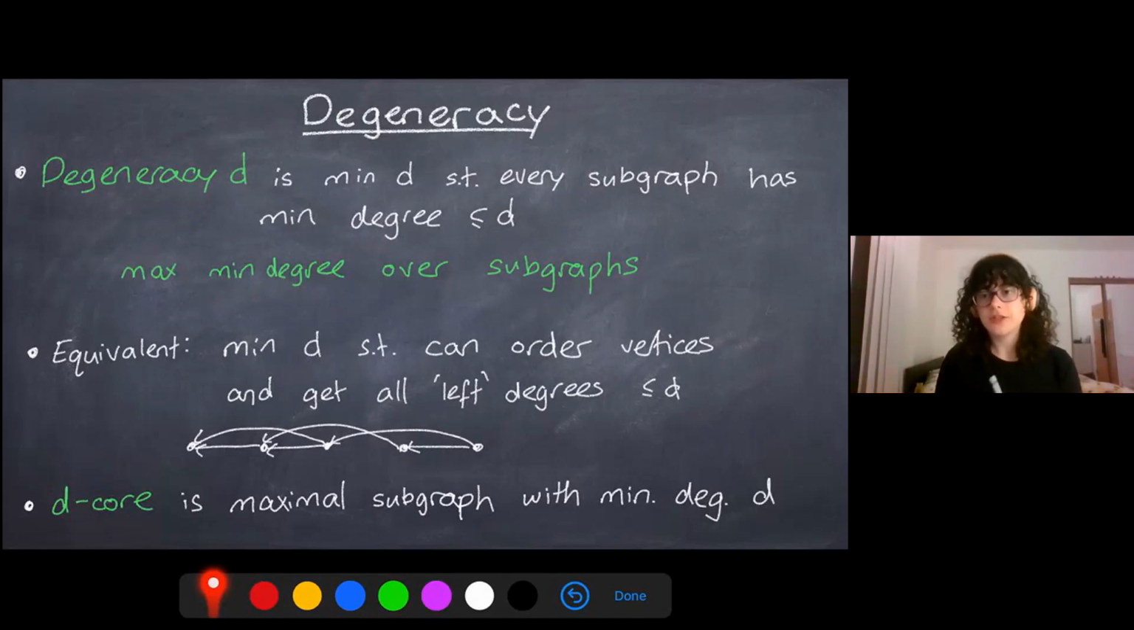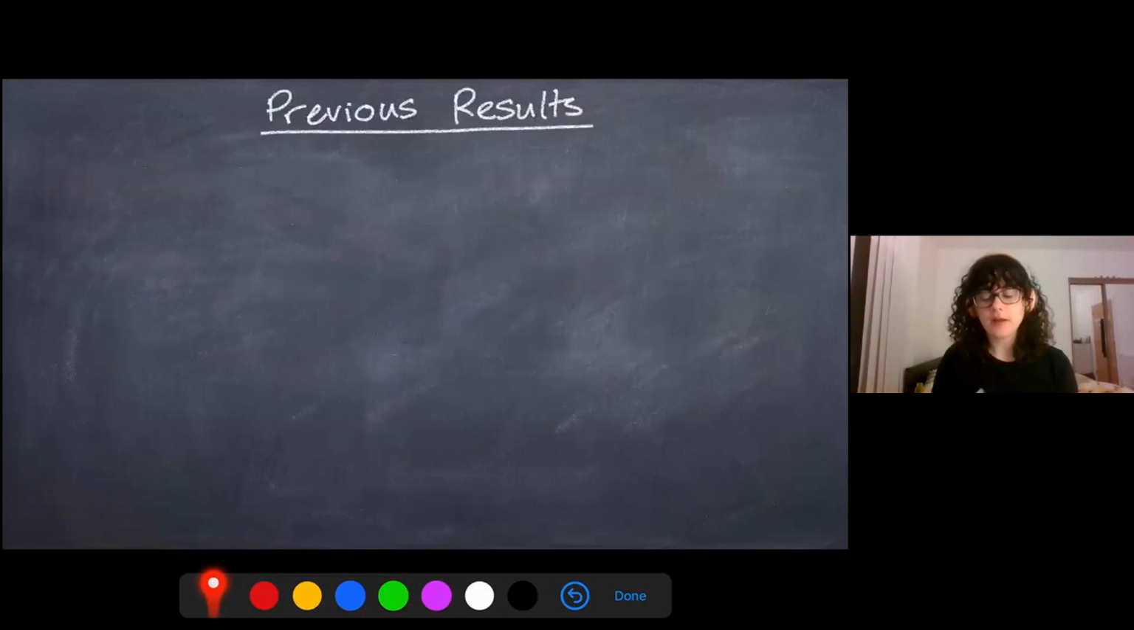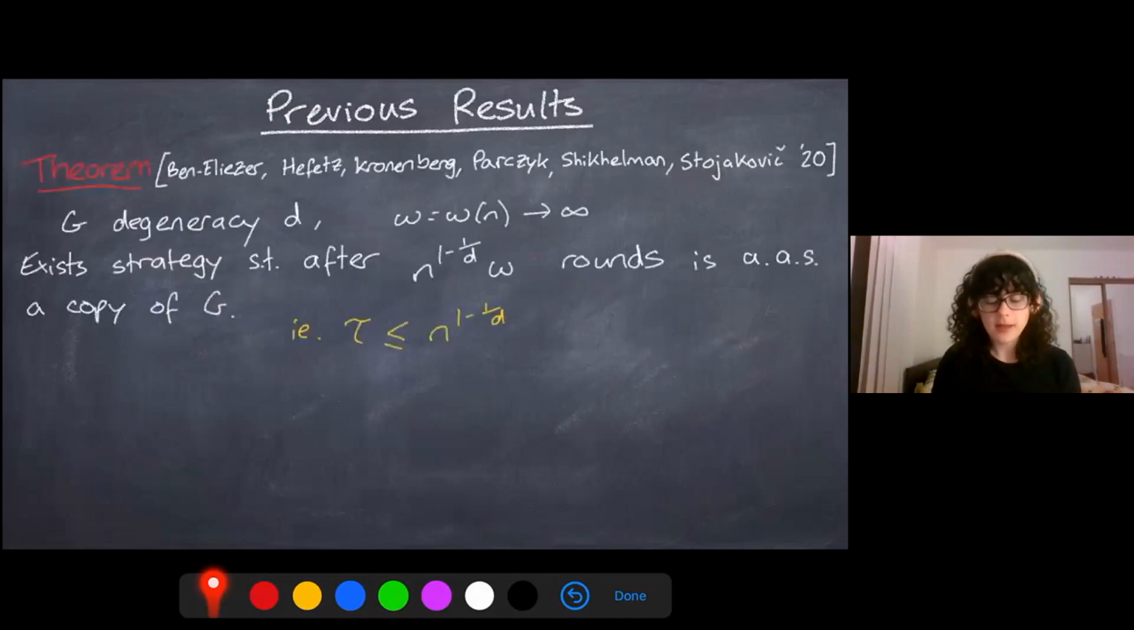Okay, just a little recap on degeneracy, and hopefully that was fairly familiar. So I claim that degeneracy is going to be the thing that's driving this subgraph property. So let's talk about some previous results, because other people have thought about this before us. In particular, these authors, Ben-Eliezer, Heifetz, Kronenberg, Parczyk, Shikhelman, and Stojaković in 2020 proved an upper bound on the threshold in terms of the degeneracy.